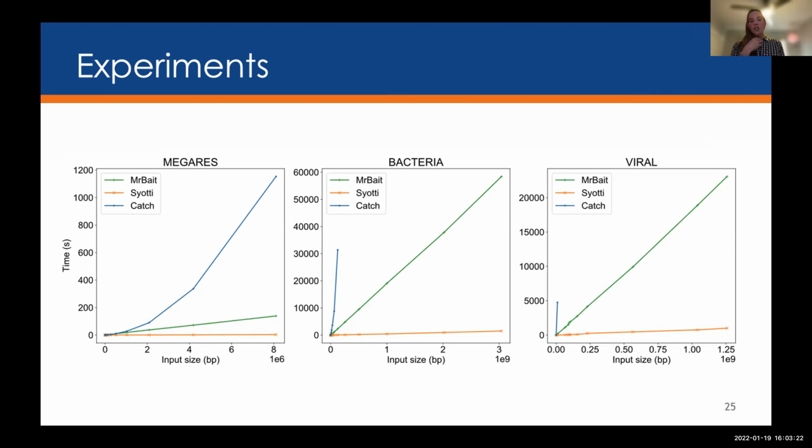The bacterial, so SWATI and Mr. Bait were able to successfully run on the bacterial genomes. Catch was unable to scale on the viral genomes. Catch was also unable to scale. So as you can see, the running time was the largest constraint for Catch.